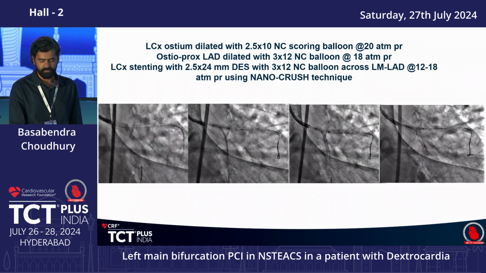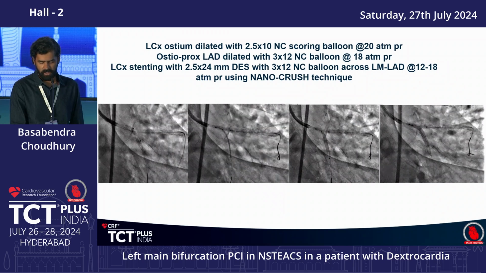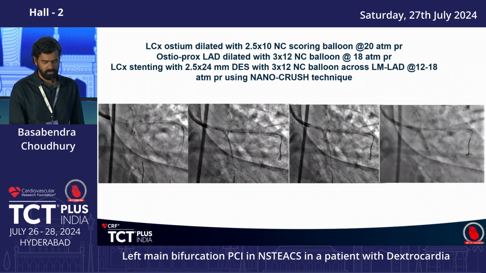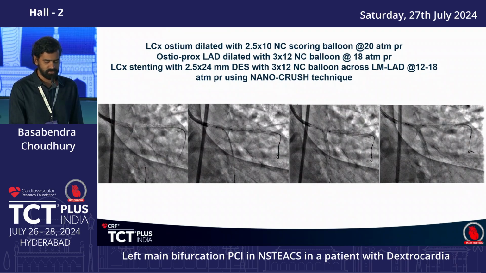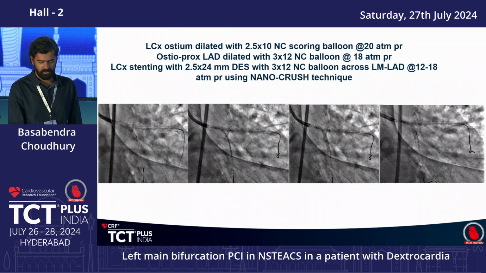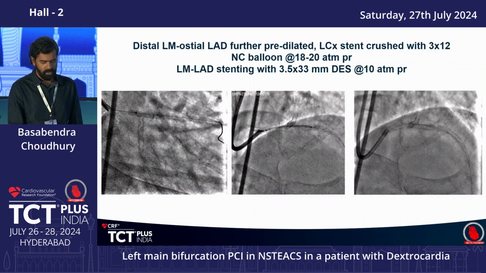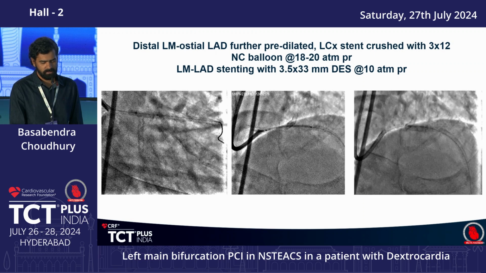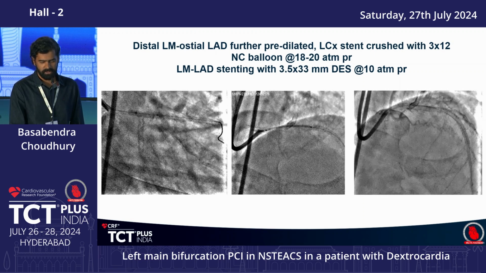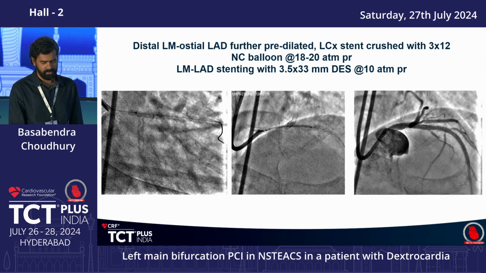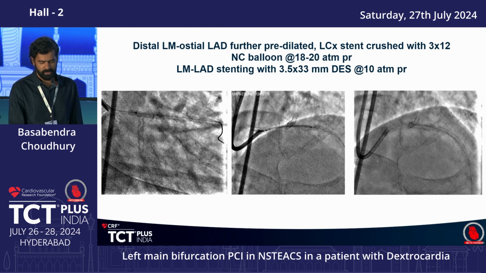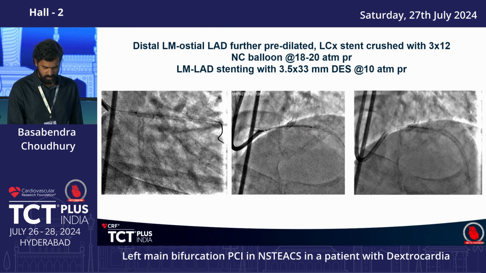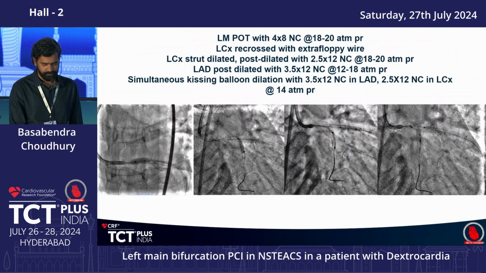stent into the LM. Then we inflate the stent simultaneously with the balloon, and then we pull the stent balloon and go at higher pressure so that the ostium is well flared, and then we do a kissing. After taking out the wire and the stent balloon, we crushed the SB with a 3 into 12 NC balloon, which we had kept at higher pressure. And then we stented from left main to LAD with a 3.5 into 33 at 10 atmospheric pressure.